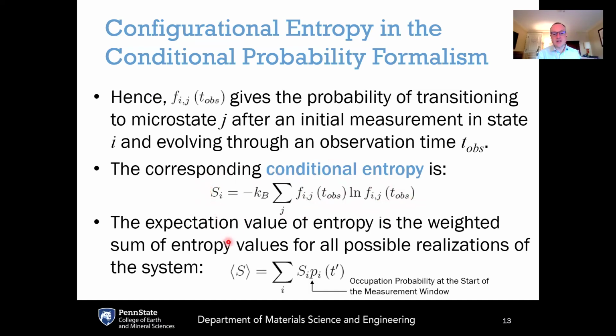To get the expectation value of the entropy or any property, we do the weighted sum using the basin occupation probabilities. So we sum over all the possible starting configurations and take the property value if you started there, S sub I, multiply by the probability P sub I, and that gives you the expectation value.